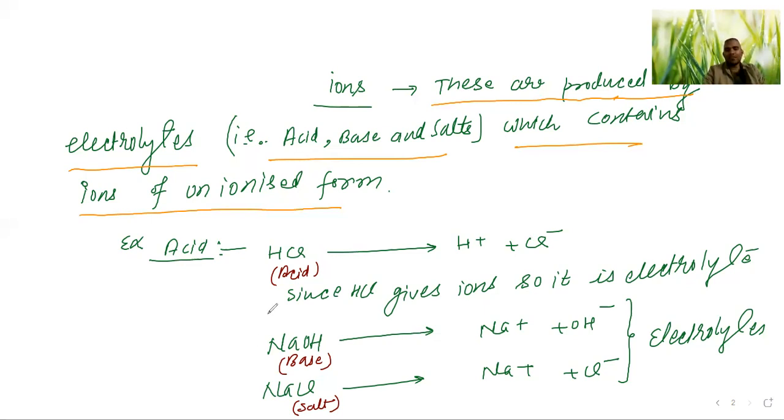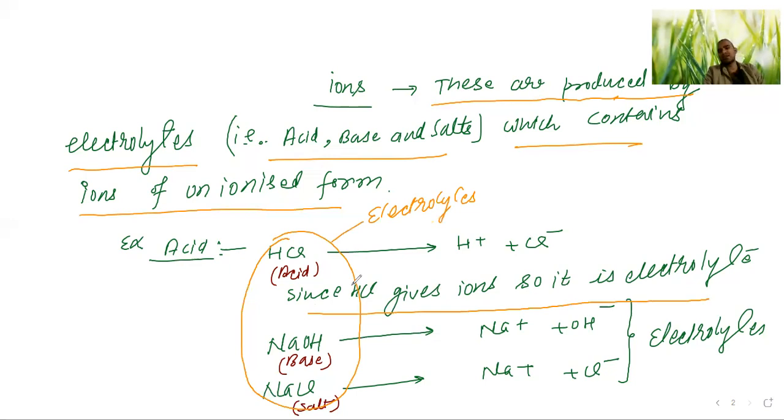This is what we got: acid, base, and salt. We got to know that acids, bases, and salts are electrolytes, right? Why are they electrolytes? Because they give ions. HCl gives ions, so it is an electrolyte. So electrolytes are substances which give ions. Now we are going to understand in the same chapter.